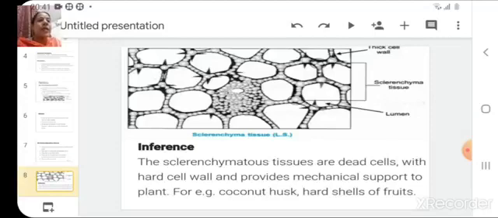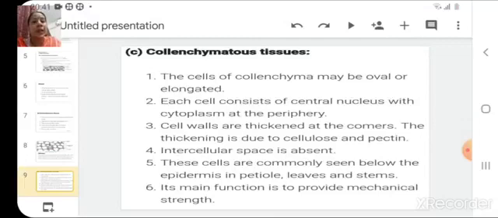Here you can see thick cell walls of sclerenchyma tissue, and a lumen is also present in them. The inference for this sclerenchyma tissue will be: sclerenchymatous tissues are dead cells with hard cell walls and provide mechanical support to the plant. For example, coconut husk and hard shells of fruits. Then you will write the third type of tissue, that is collenchymatous tissue or collenchyma tissue.